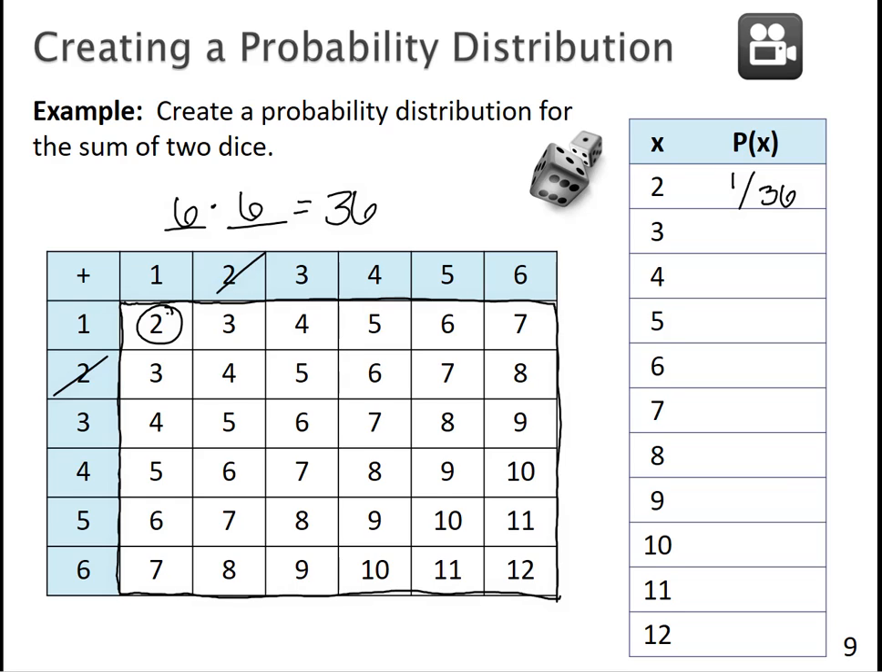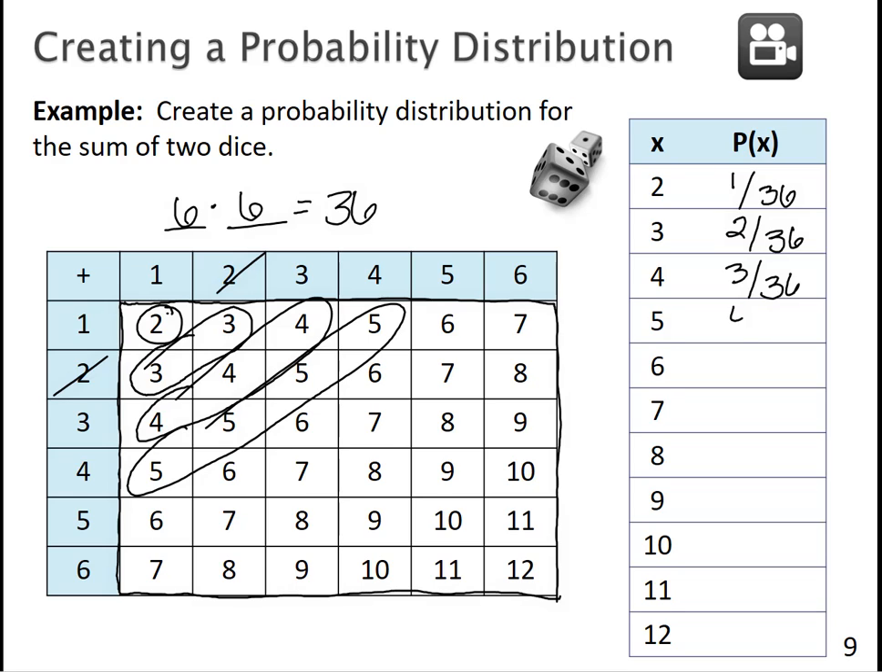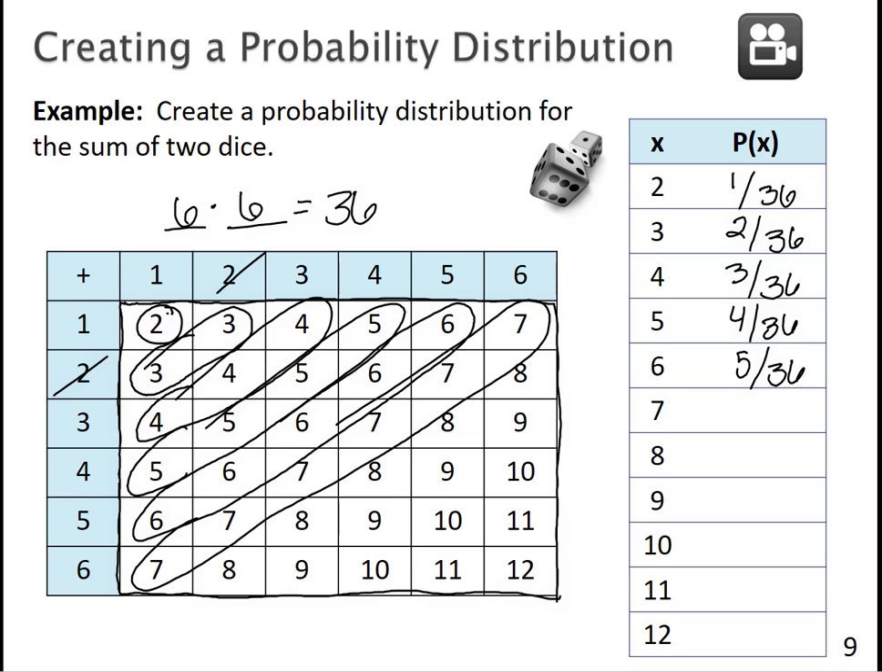To find the probability of a sum of 3, I'm going to do the same thing. I find how many 3s there are in my sample space. I have 2 3s out of 36, so the probability of 3 is 2 out of 36. Similarly, the probability of 4 is 3 out of 36. The probability of 5 will be 4 out of 36. The probability of 6 is 5 out of 36. Probability of 7 is 6 out of 36.